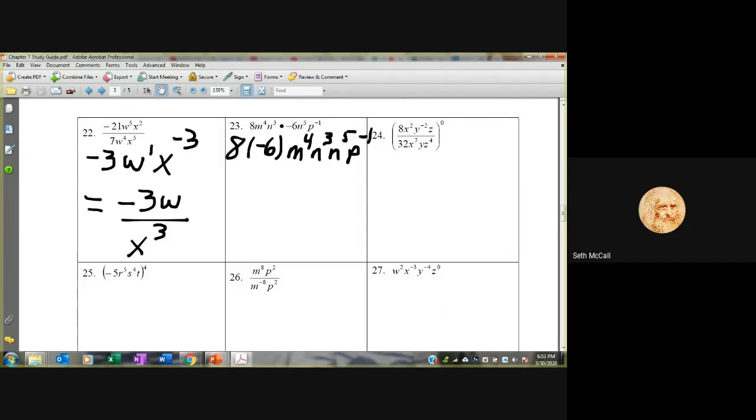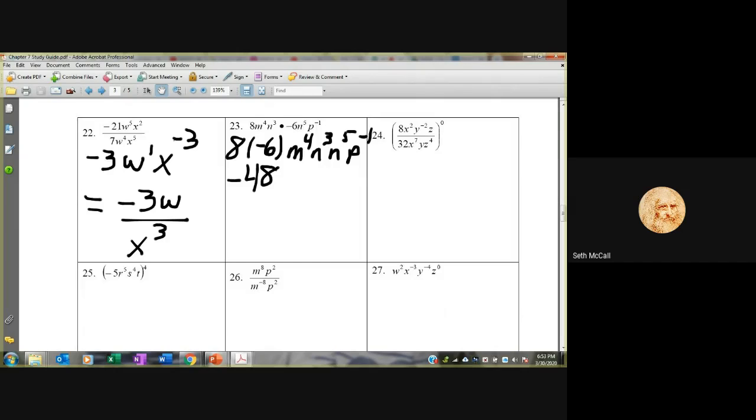All right, so now we have 1, 2, 3, 4, 5, 6. 1, 2, 3, 4, 5, 6. I just counted all of the terms that I have here, and then I counted all the terms that I have up here just to double check that I had written all of them and I didn't miss any. So we want to go ahead and multiply 8 times negative 6, which is negative 48.